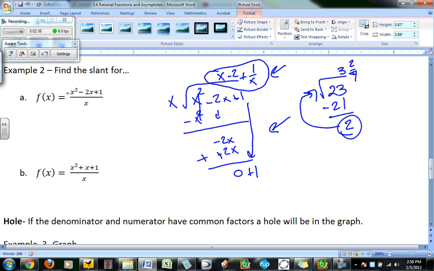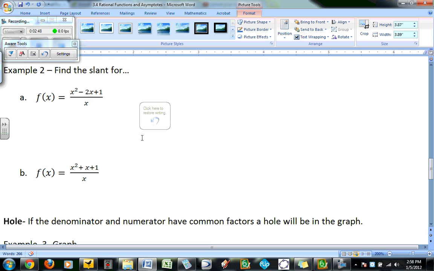So if we notice that this is exactly 1 degree higher, which means we're looking at the exponent, this is a 2 and this is a 1, we know we're going to have a slant asymptote. And the same thing for number 2, part b, is going to be very similar. We're going to have x squared plus x plus 1 divided by x.